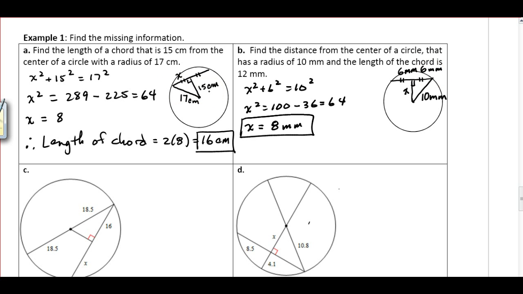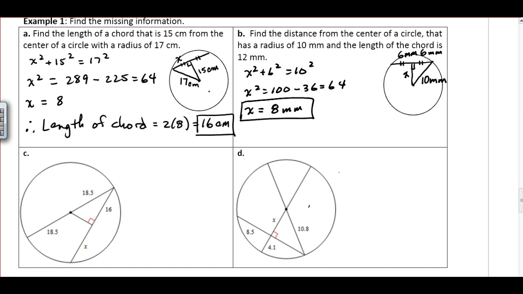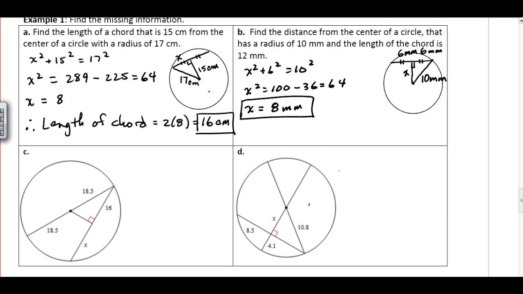So notice the pictures in these two problems are similar. We're going to have a picture like that very often when we're working with chord problems and distance to the chord.